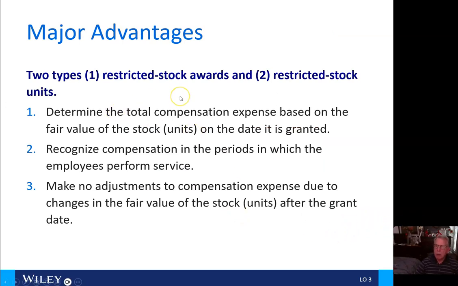Okay, major advantages. There are 2 types of restricted stock awards and restricted stock units. 1, determine the total compensation expense based on the fair value of the stock on the date it is granted. 2, recognize compensation in the periods in which the employees perform the service. And 3, make no adjustments to compensation expense due to changes in fair value after the grant date.